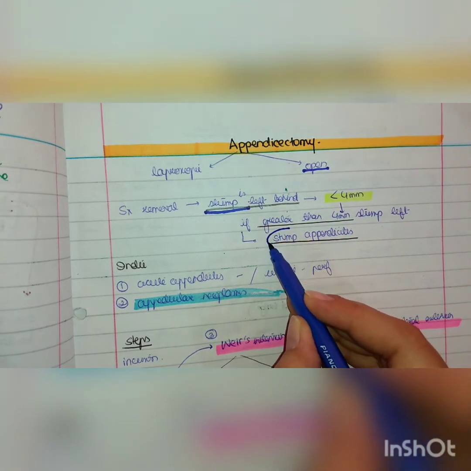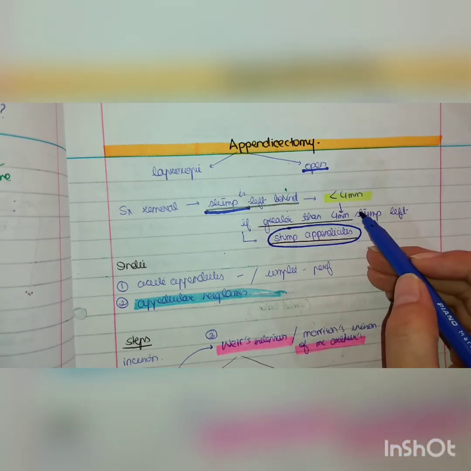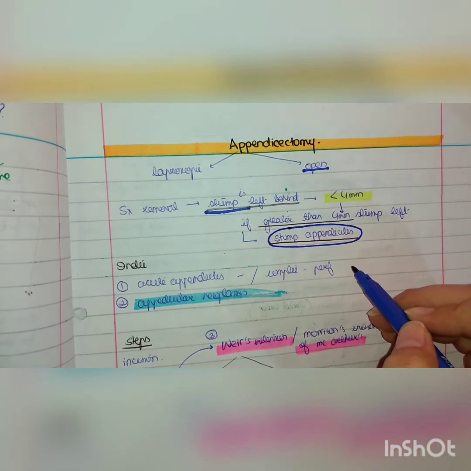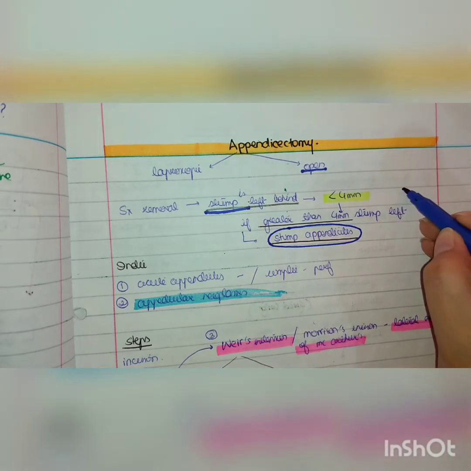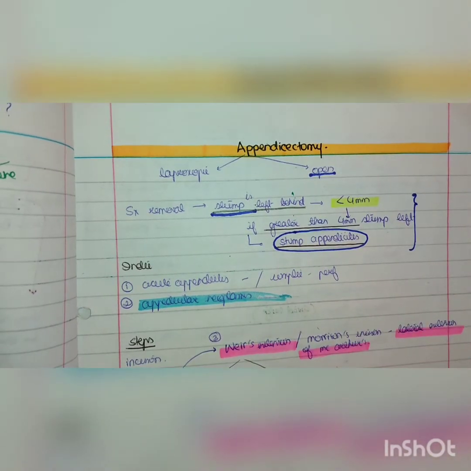So always remember that one of the complications of appendectomy is that if you leave a stump of greater than 4 millimeter, then stump appendicitis can occur. So this is kind of a dilemma: you always have to leave a stump behind, but it should not be more than 4 millimeter. It should be less than 4 millimeter.